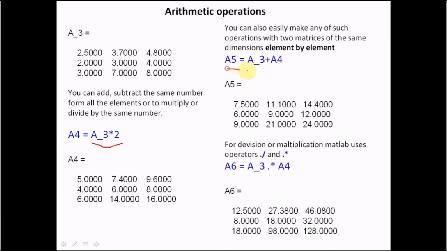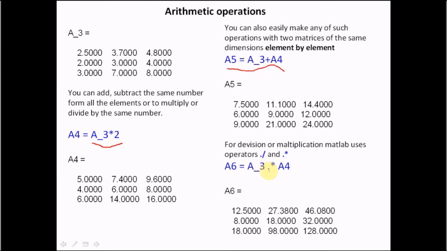If you have two matrices of the same dimensions, you can add or subtract element by element all the values which are stored. So if we add A3 to A4, the first element 2.5 plus 5 will be 7.5. 2 plus 4 will be 6. So each element is paired with its equivalent in the other matrix.